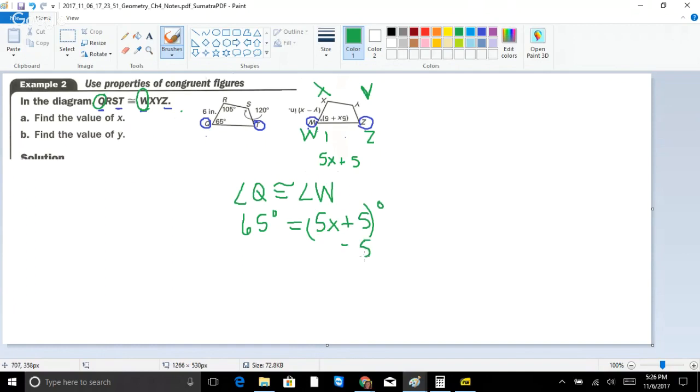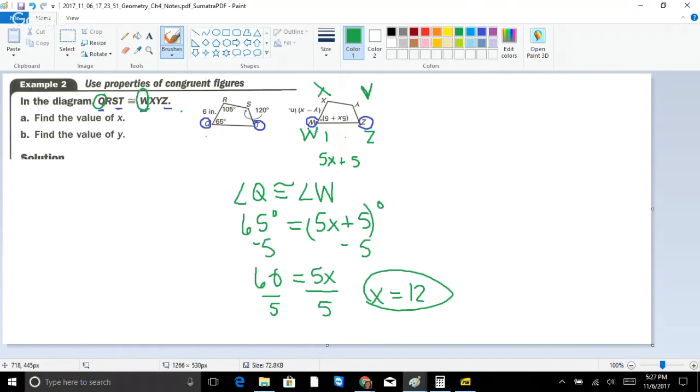All right, so let me solve for x by subtracting 5 from both sides. I get 60 equals 5x. Divide both sides by 5, and I get x equals 12. So I've solved for x. So x equals 12. Okay, all right, that's awesome. So we solved for that.